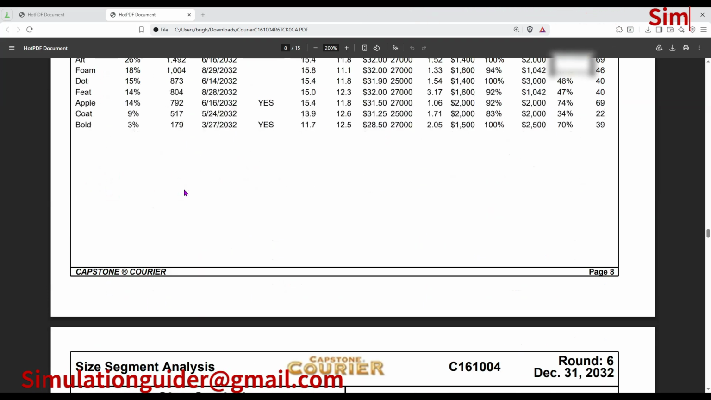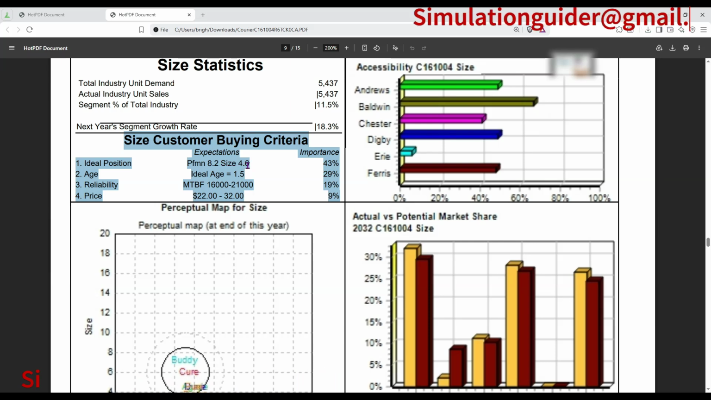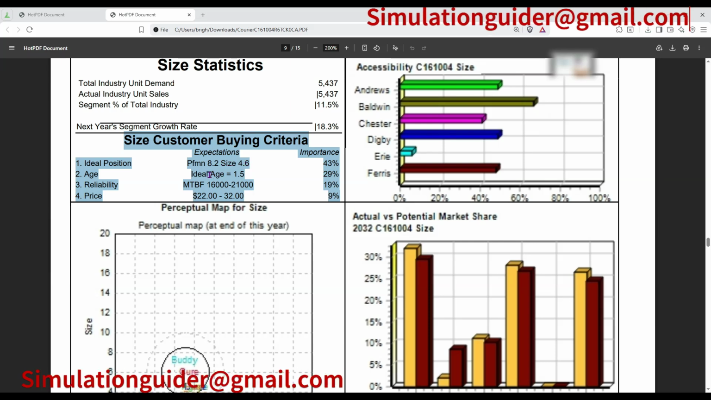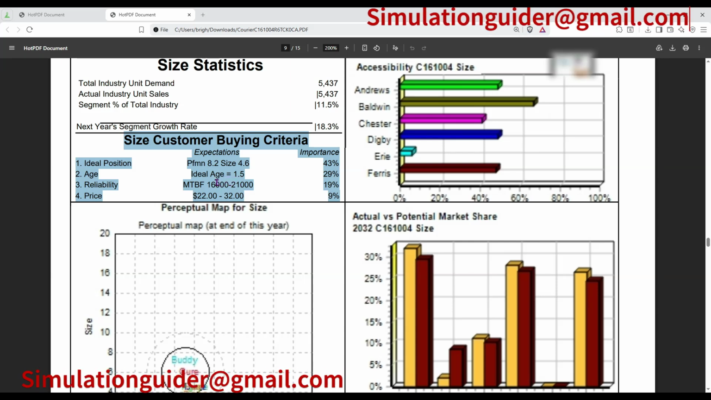Next one is the size segment, which is the last segment, and here customers expect a performance of around 8.2 and 4.6 for the size, ideal age of 1.5, MTBF between 16 and 21,000, and lastly price of 22 to 32. So this is what customers expect in each and every segment, so you need to go through it before coming up with the decisions for the round.